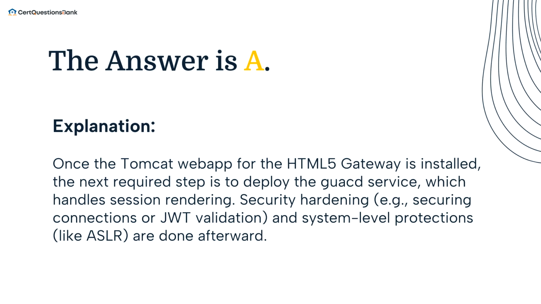Once the Tomcat web app for the HTML5 gateway is installed, the next required step is to deploy the GUI CD service, which handles session rendering. Security hardening, e.g., securing connections or JWT validation, and system-level protections, like ASLR, are done afterward.